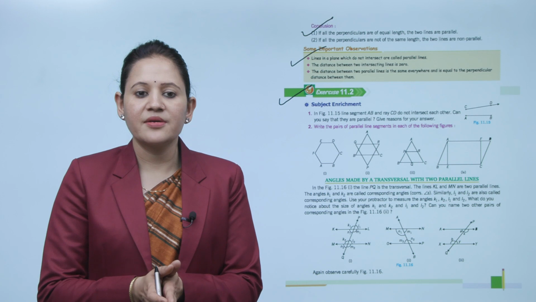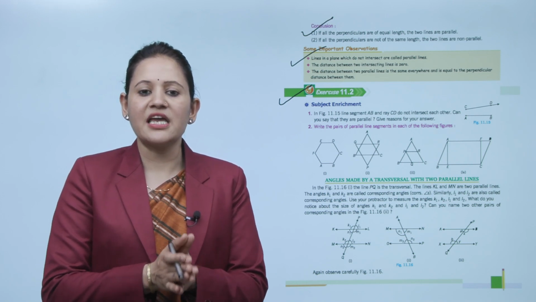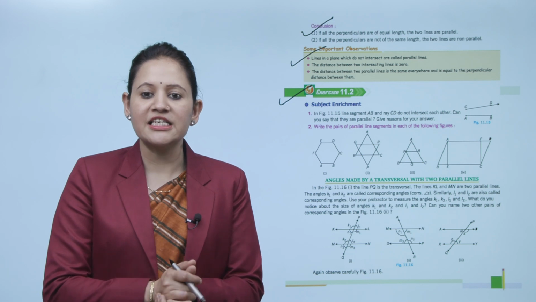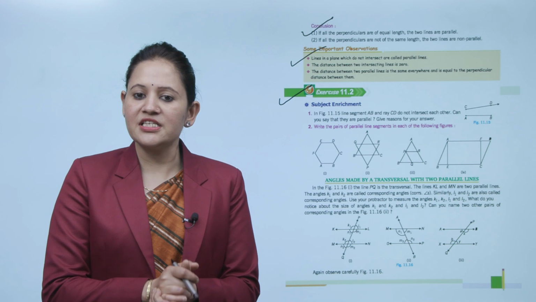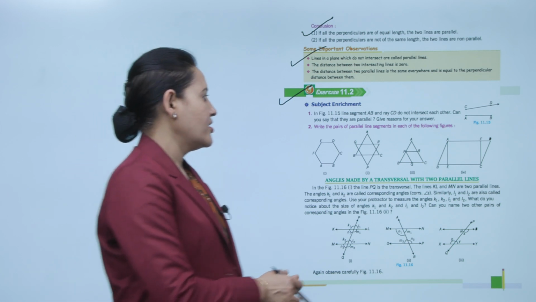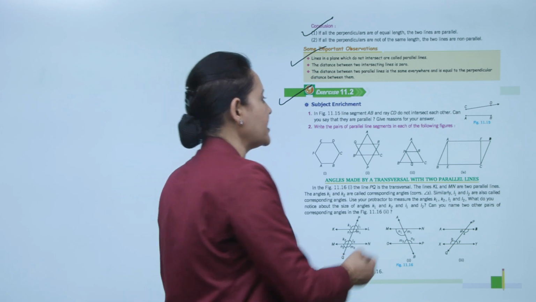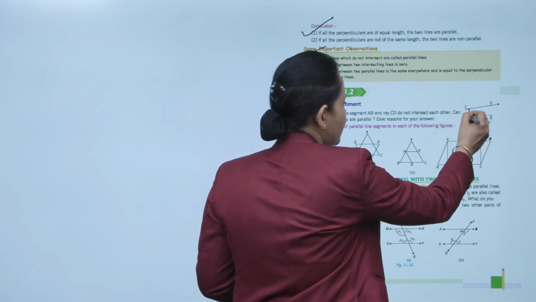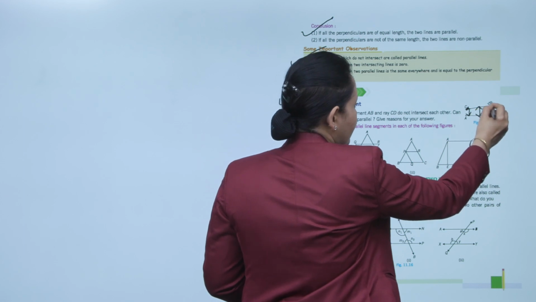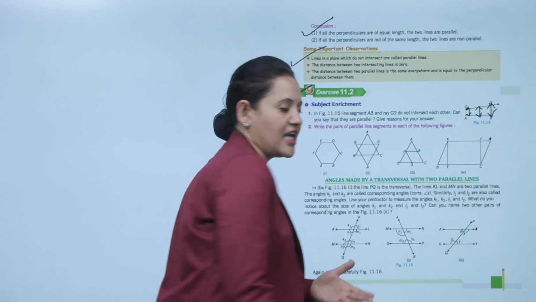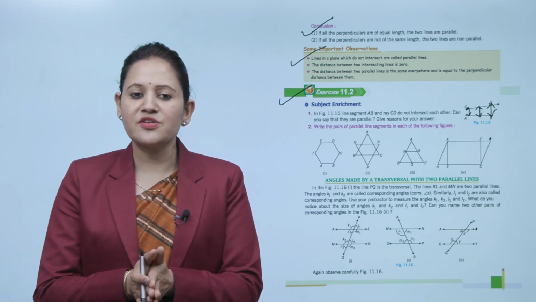In figure 11.15, line segment AB and ray CD do not intersect each other. Can we say that they are parallel? Give reason for your answer. No, we can't say that these two lines are parallel because the perpendicular distance between these two lines keeps changing. It is not constant, which means they are not parallel to each other. Clear? Practice all the questions of this exercise.